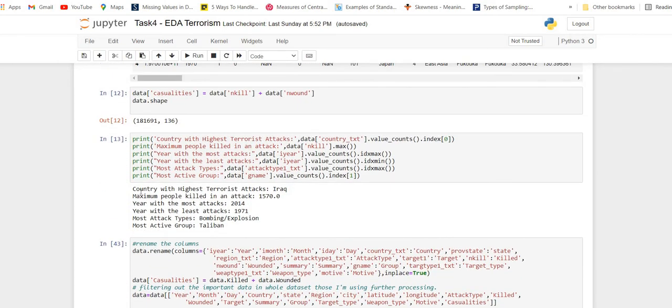You can see here the country with the highest terrorist attacks, that is the topmost terror attacks in the country, is Iraq, with 1570 people killed, and the most attacks happened in the year 2014, and the least attacks were in 1971, with the attack type as bombing and explosion, and the active group was the Taliban.